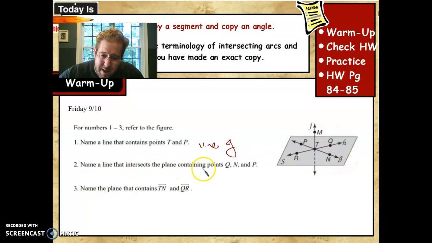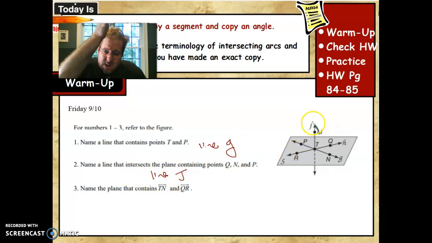Name a line that intersects the plane containing points Q, N, and P. Oh, I'm sorry. The plane containing those points. Okay, that makes a little more sense. That would be line J. J is going through the plane that contains those points, or you could just call it plane S, since that's the name of the plane.